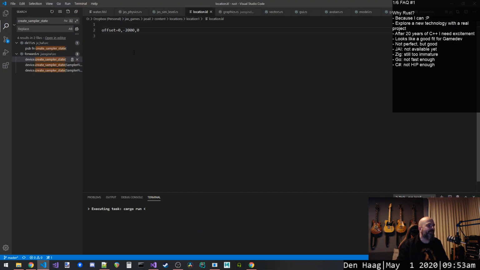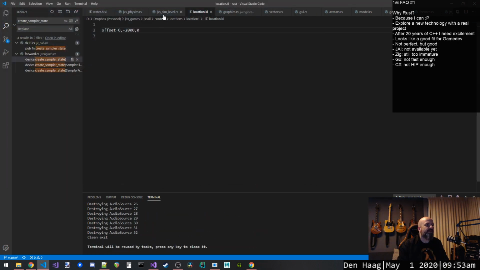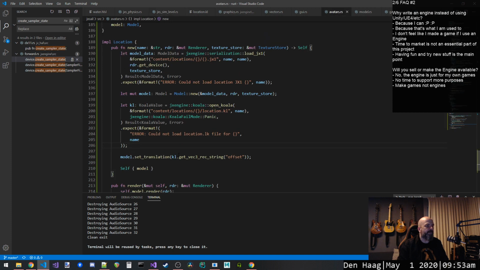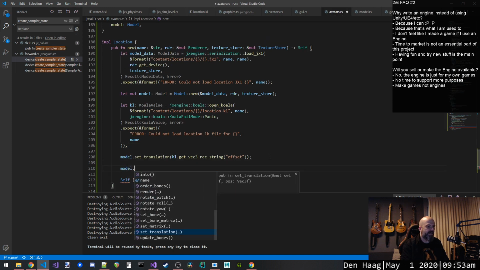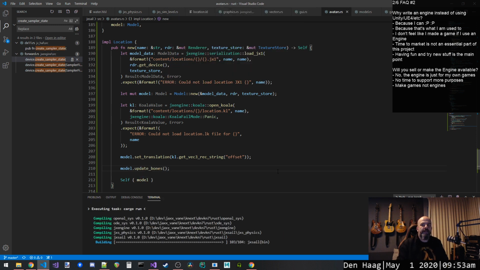Is it actually doing something? No, I know why it's not doing something, because I need update bones. Right, so model update bones. If I don't do update bones, it's not going to move.